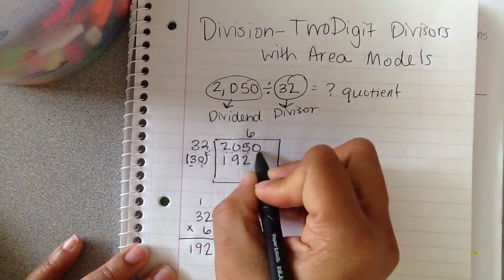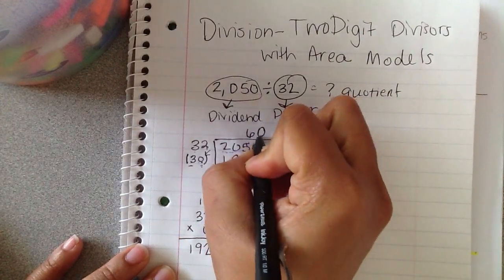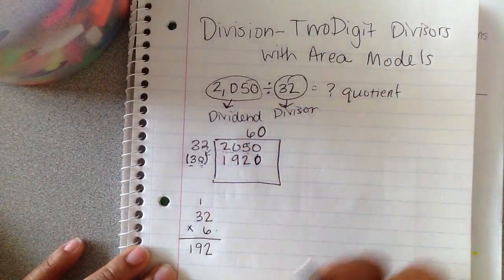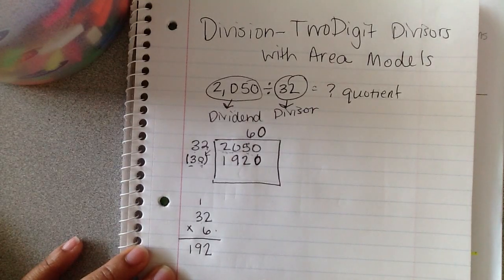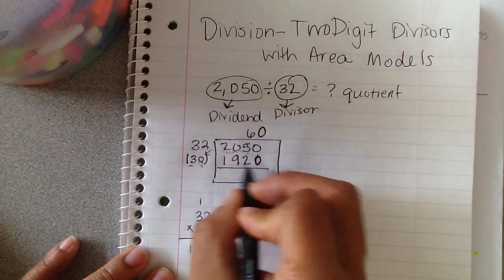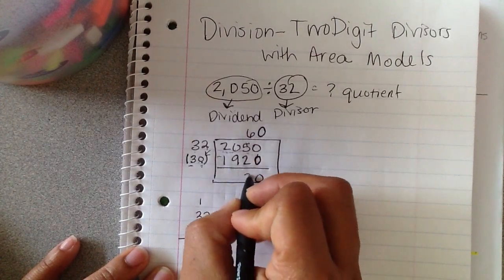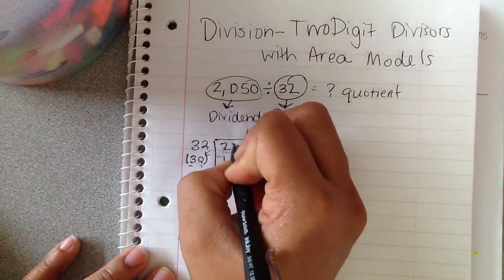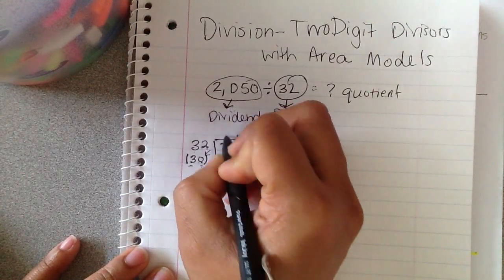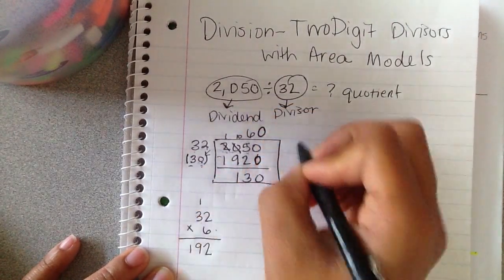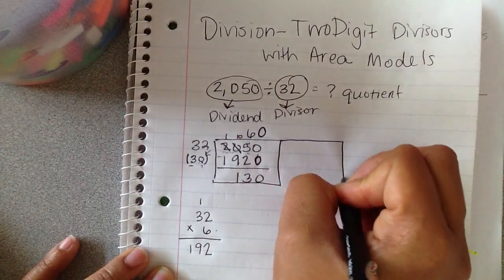Now I have one more place value, which means I can add a 0 up here and a 0 right here. And I can subtract this number. 0 minus 0 is 0. 5 minus 2 is 3. Here I can't take 9 away from 0, so I have to change this to a 10 and put a 1 here. 10 minus 9 is 1. So I have 130 left over.